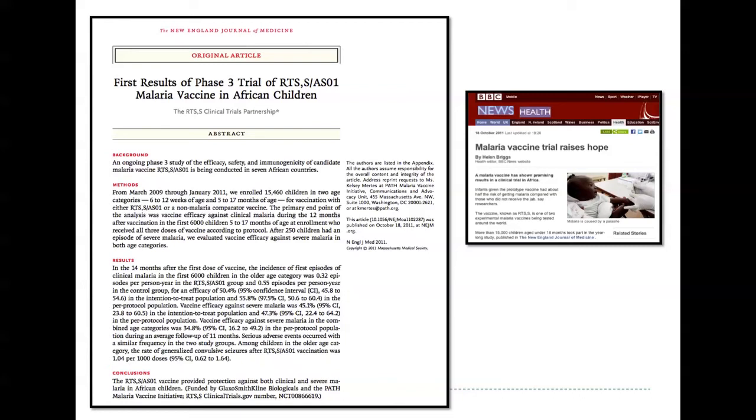And there is a lot of discussion now as to how this is going to be rolled out. There's going to be more trials, trial data coming in. If things continue to look good like this, the WHO is likely to recommend this as a routine vaccine and put it into routine use.